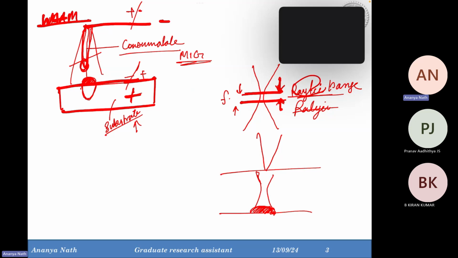But now you imagine when you will be printing multiple layers. So when you are printing the first layer, the bead is your bead, substrate is substrate. But when you are printing the second layer, your bead is your second layer, but your substrate is your first layer.